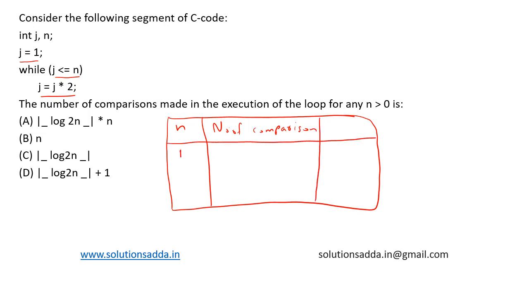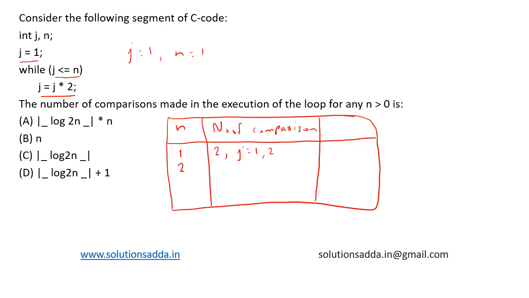Assume n is equal to 1. If n is equal to 1, then j is equal to 1, n is equal to 1. So the number of comparisons here would be, for j equal to 1, one comparison would happen. Then j will be multiplied by 2. So for j equal to 2, two comparisons would happen and we exit the loop. So we have two comparisons.